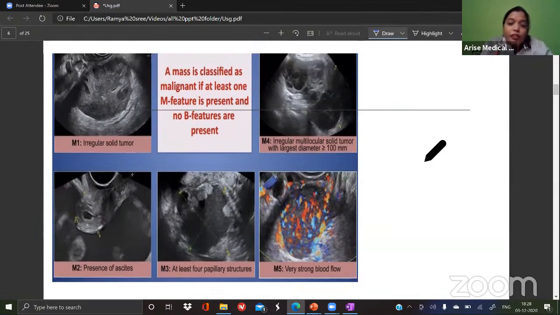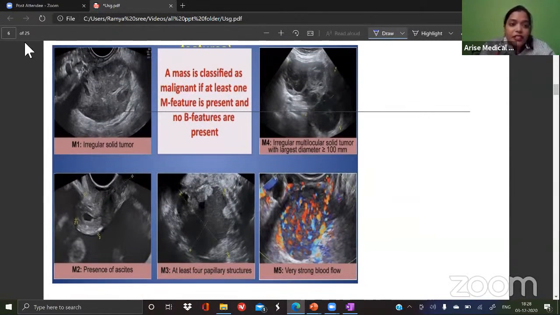This is a picture of a complex ovarian cyst. Now, why do I say this is a complex ovarian cyst? It is a malignant ovarian tumor. Why? See, irregular. It is not a proper oval. It is irregular. This is a solid area. Then cyst, multiloculated, solid area, right? So this is a malignant ovarian tumor.